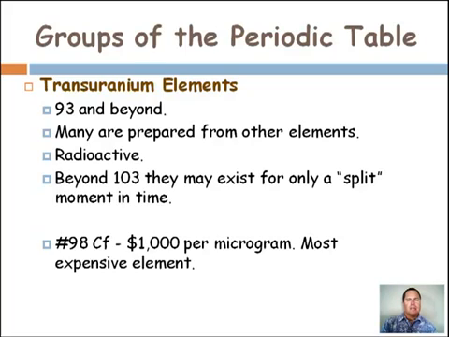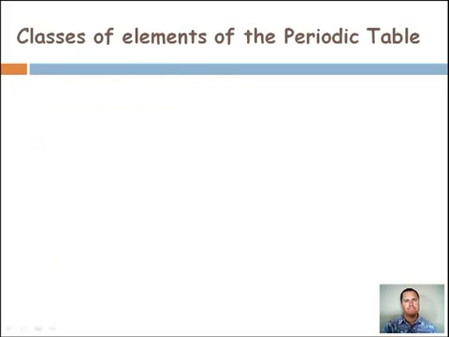An interesting one is number 98, californium. This is the most expensive element out there. It's a man-made one, and it's about $1,000 per microgram. What does that mean? Well, let's put it in something that makes a little more sense. That runs $350 billion per pound. Okay, makes gold look really cheap. So if you want to be rich, find a way to get a pound of californium.